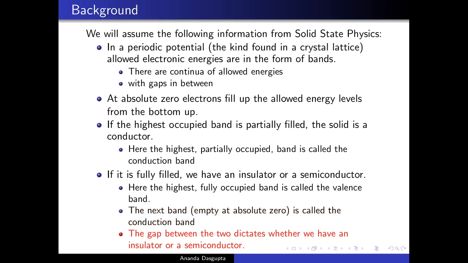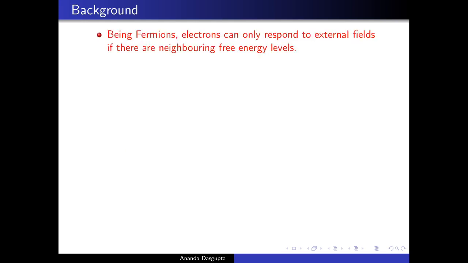But before we discuss why that is the case, let us just step back a bit and learn a bit more of results which come from quantum mechanics. Now firstly, we have already said this. Being fermions, electrons can only respond to external fields if there are neighboring free energy levels. And as a result, if you have a half-filled level, you have a conductor, but fully filled bands are inert.